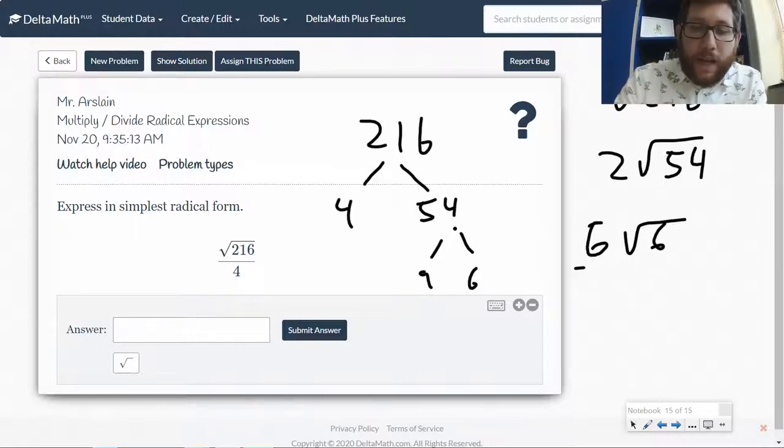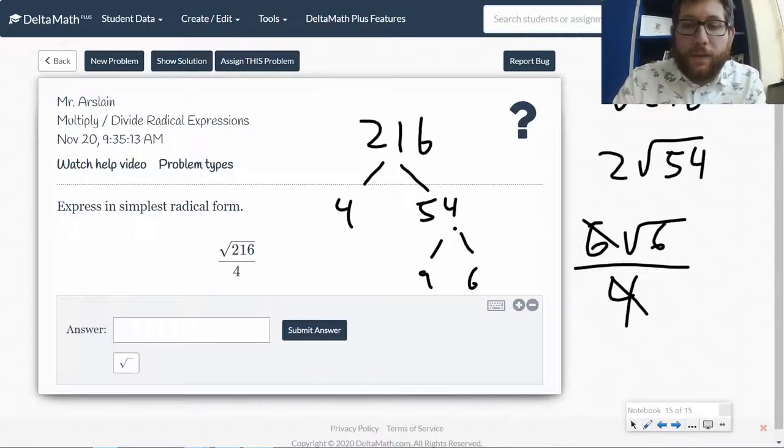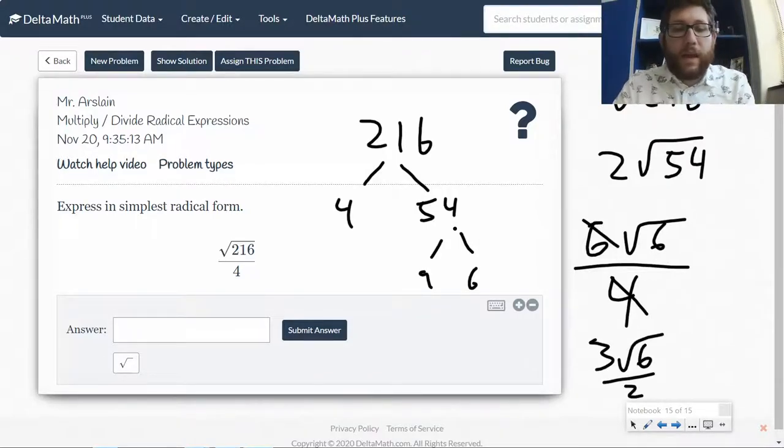Now let's worry about what's happening at the top of my fraction. Let's divide out the bottom. So these cancel out, and I get 3 root 6 all over 2. So that's going to be my answer here.